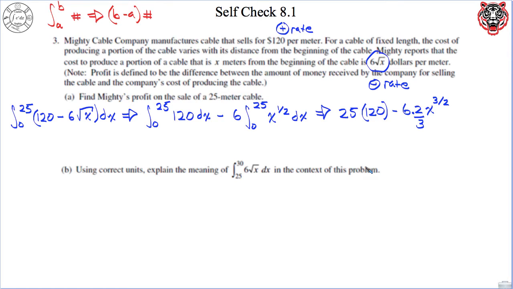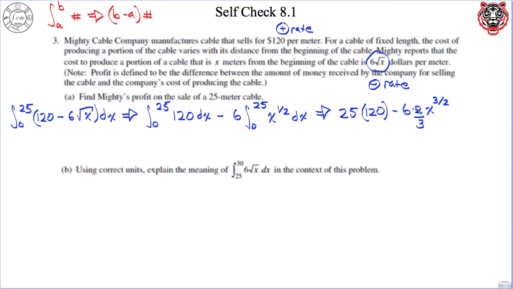I'll pause here to make sure that we can catch up. I'm a little behind. You're lost? Did you get to this step here, where you have 6 times the integral from 0 to 25 of x to the 1/2? Yeah. Okay, so 25 times 120 comes from this rule up here. It's the integral of a constant. For the integral of a constant, you subtract your bounds and then multiply by the number. 25 minus 0 is 25. That's where this 25 came from. 120 was the constant function. Is that 6 times 2 over 3? It's 6 times 2/3.